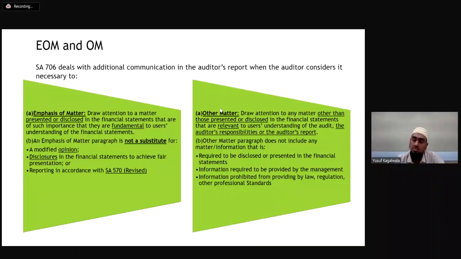No. It is something which is required to be disclosed in the financial statements. So they have to disclose it there. Whatever is to be provided by the management is their responsibility. They will provide it. I'm just pointing out something which will be relevant to the users over and above all these things which are provided or disclosed in the financial statements. There may be certain information which might be prohibited from being provided. So in case I'm not allowed by any law, maybe because of a confidential or ethical point of view, I should refrain from giving it in the other matter para also.